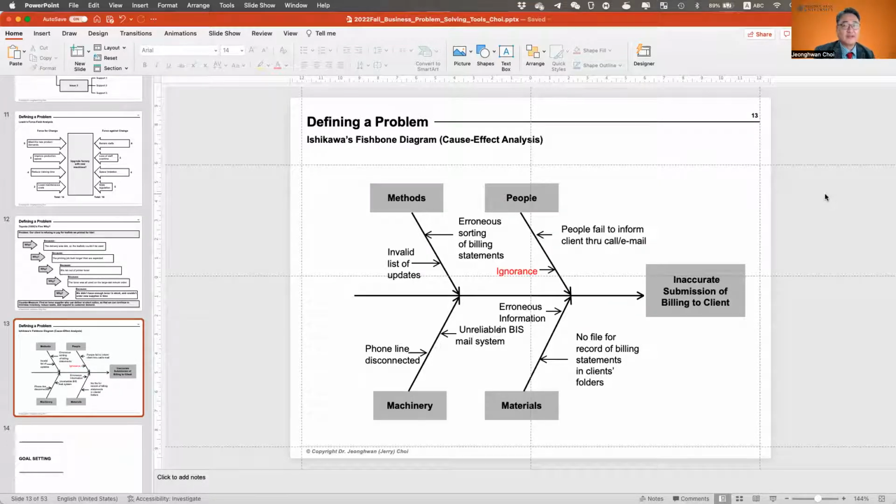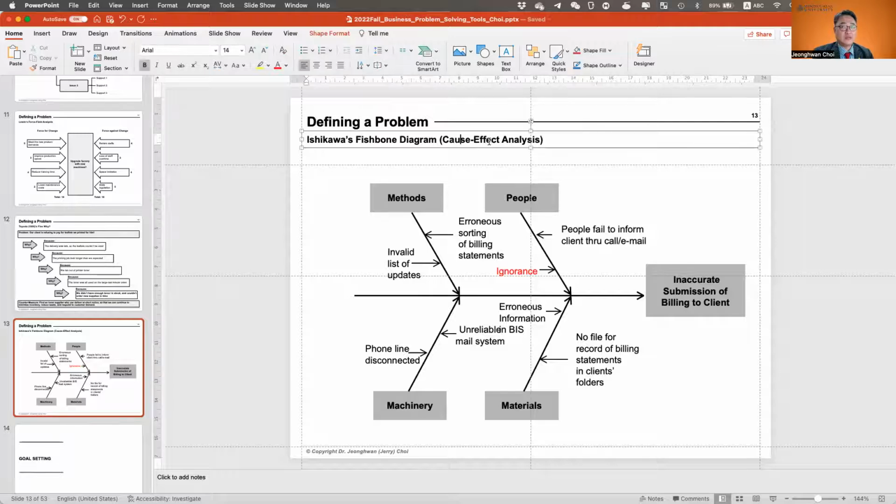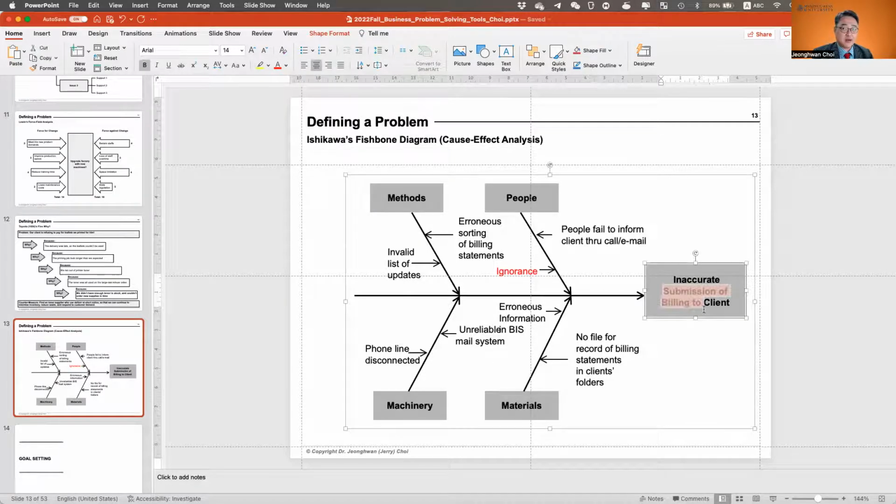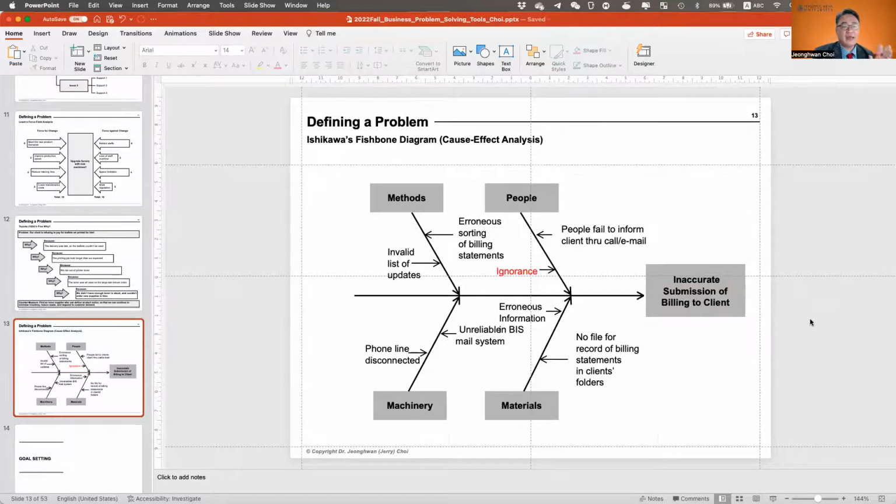Like this, the fishbone diagram can give us a pictorial, more insightful, whole-shot understanding of the problem causes, the causes and effects. That formulates the problem and gives us insight into what the problem is.